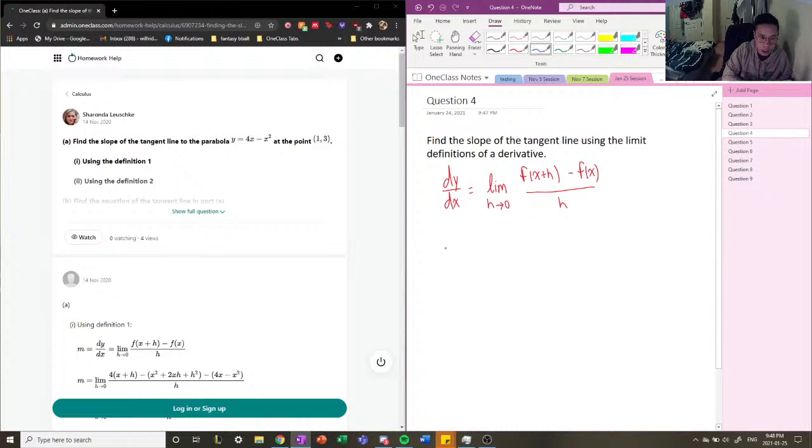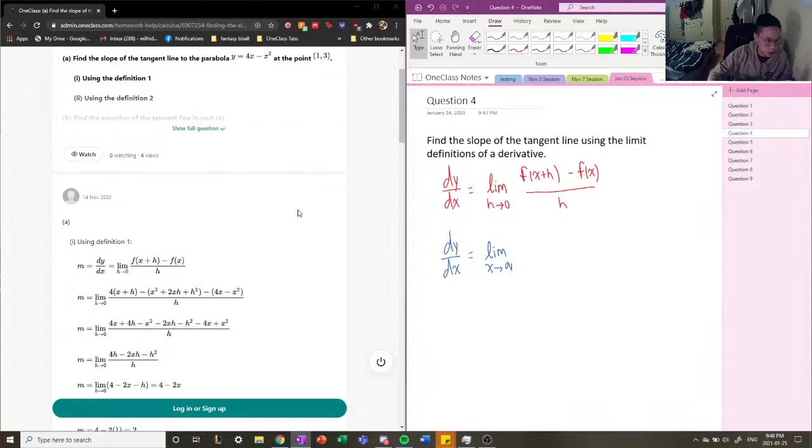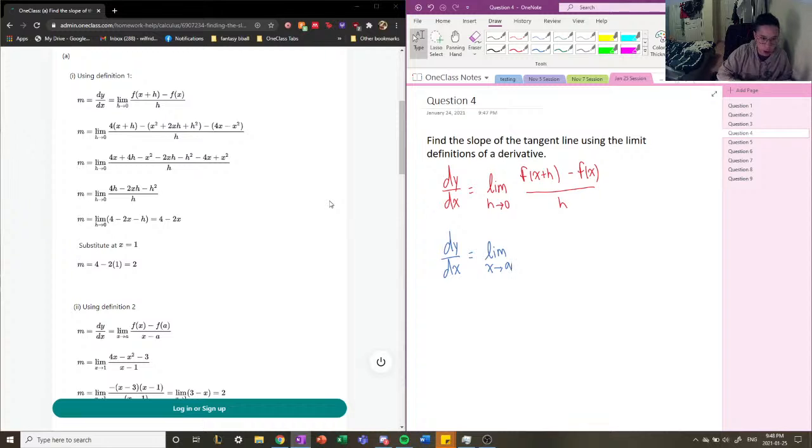The second definition is somewhat similar and asks us to find the limit as x approaches a of f of x minus f of a, over x minus a. So these are two different ways of calculating the derivative at a certain point.